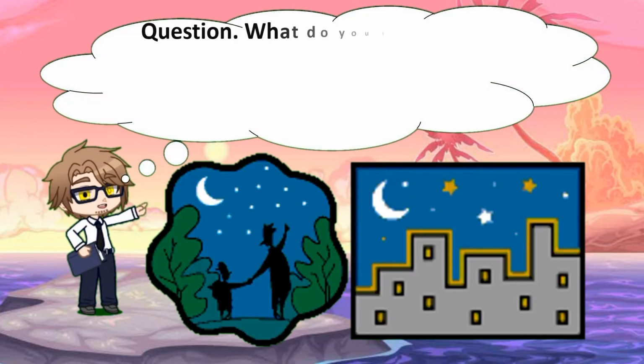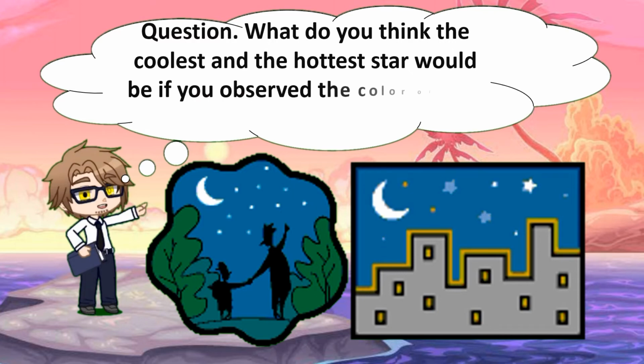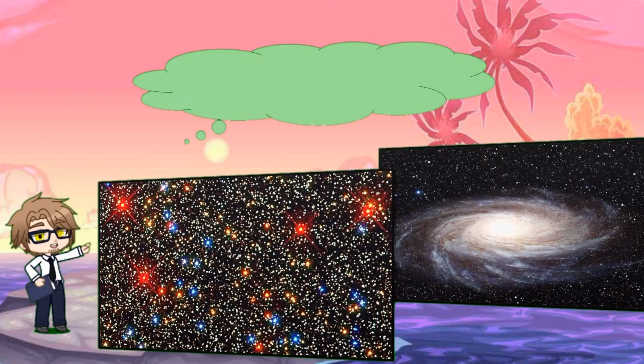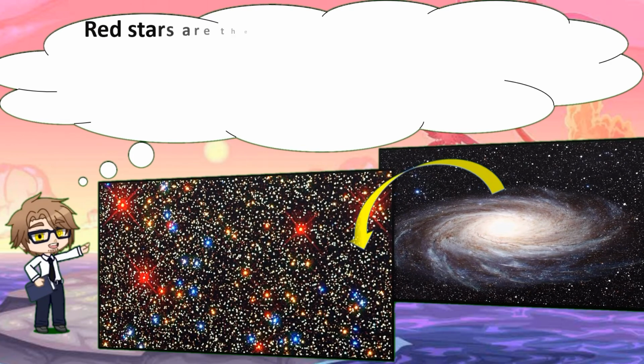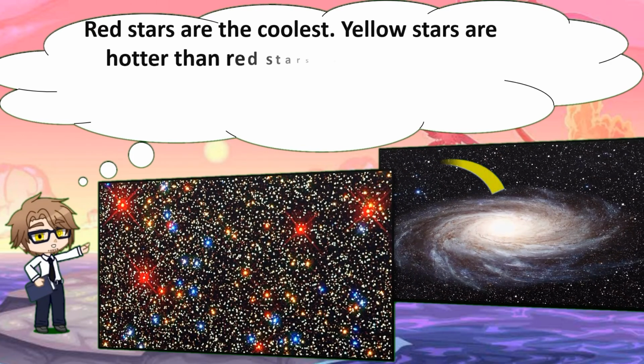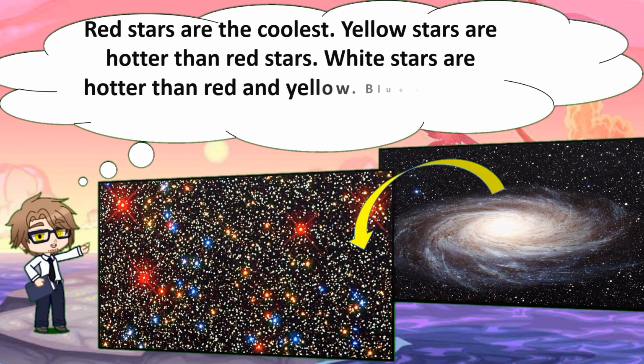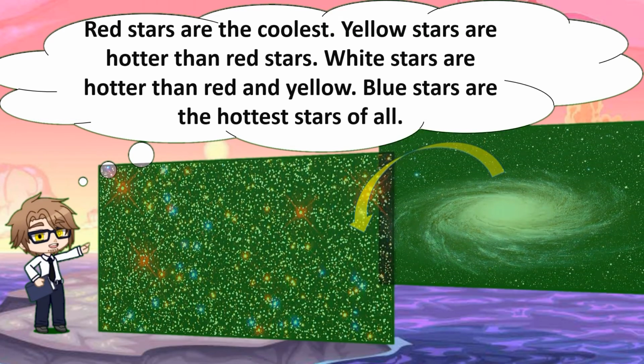Question: what do you think the coldest and the hottest star would be if you observe the color of light from its star? Red stars are the coldest. Yellow stars are hotter than red stars. White stars are hotter than red and yellow. Blue stars are the hottest stars of all.